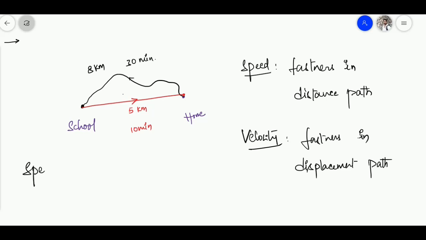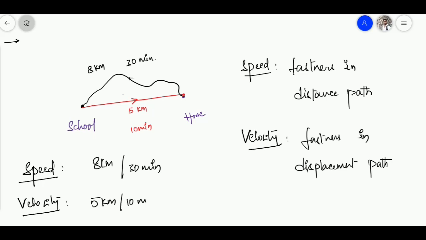Now what is the speed here? 8 kilometers per 30 minutes, right? Coming to the velocity, you can calculate the velocity the same way, 5 kilometers per 10 minutes. That gives 0.5 kilometer per minute. So this is the speed of the driver and this is the velocity of the Superman.